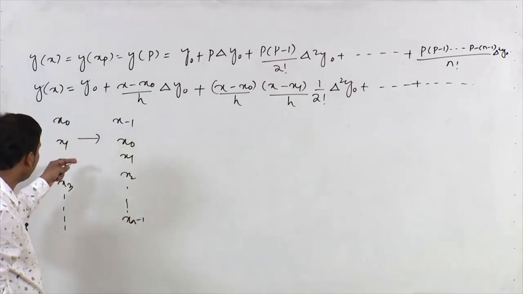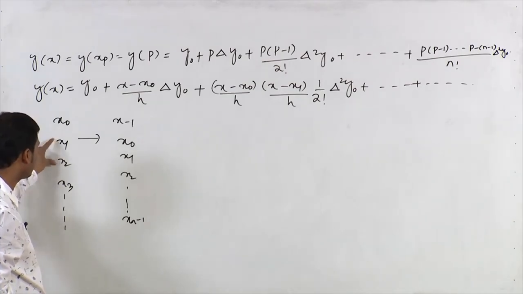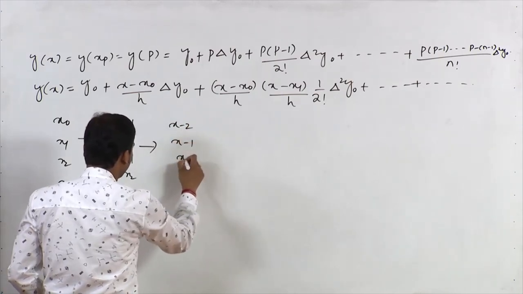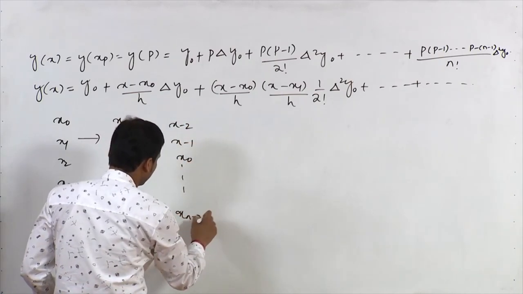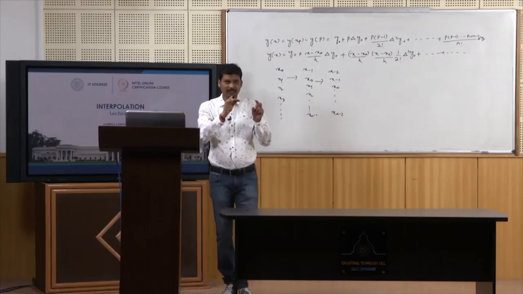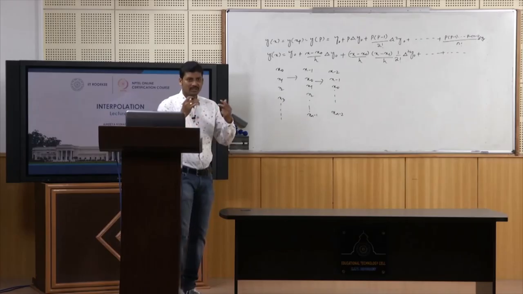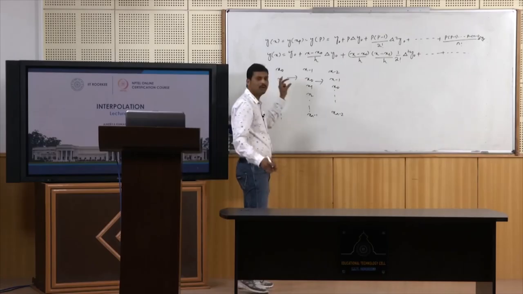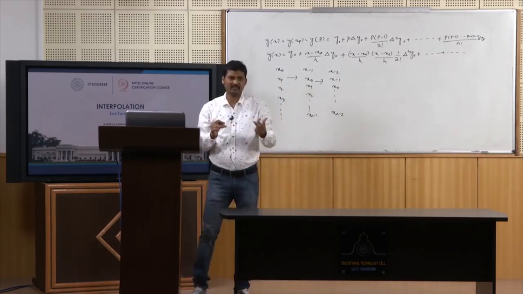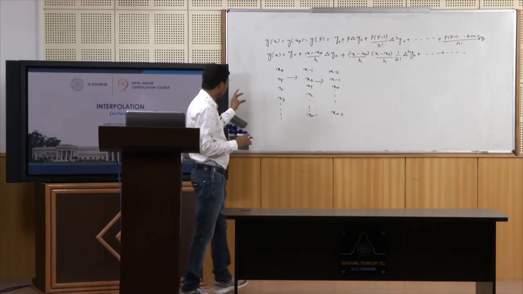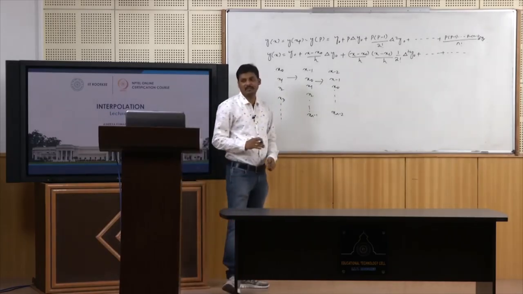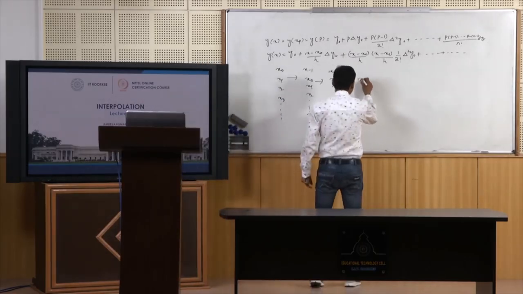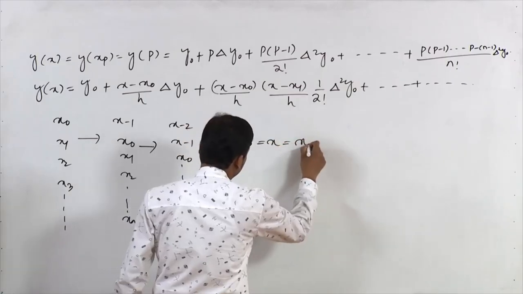And sometimes also, if this value is asked to be computed within the interval x1 to x2, then you can just switch these points as x of minus 2, x of minus 1, x0 up to x of n minus 2 here. And if you are shifting this origin according to your choice, that is, where you want to evaluate these values or which interval the value is asked to be evaluated in, then in that interval you can find that p should lie between 0 and 1 here, since you are expressing x_p or x as x0 plus ph here.